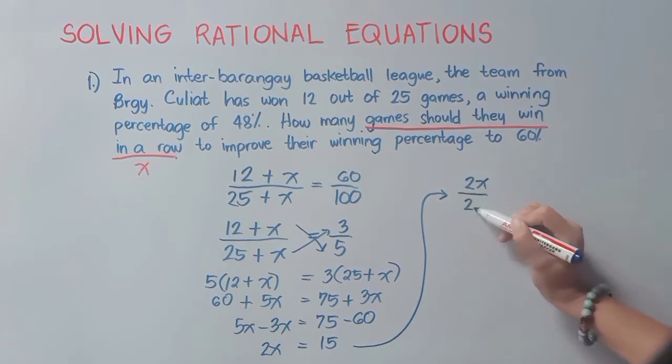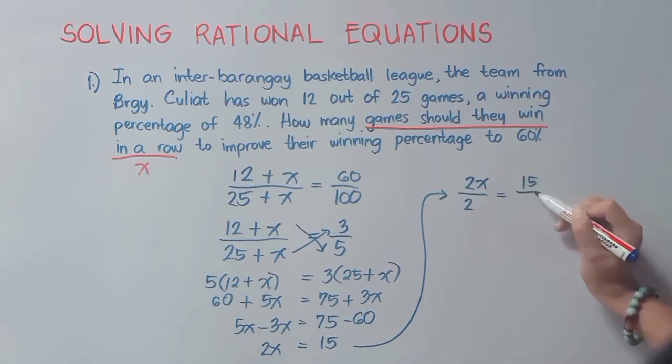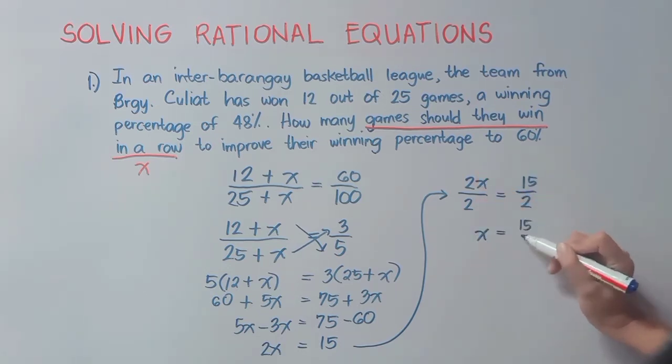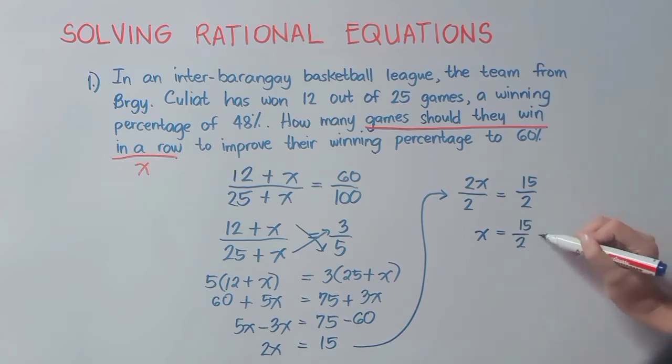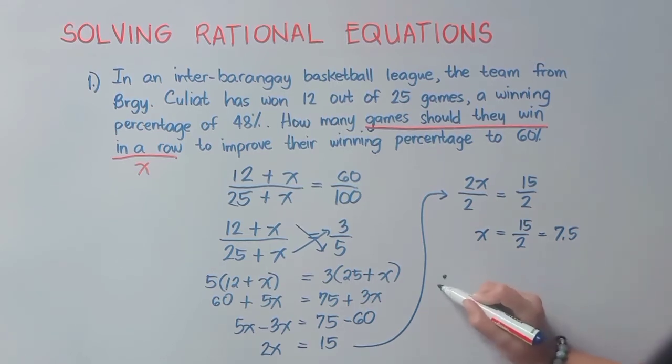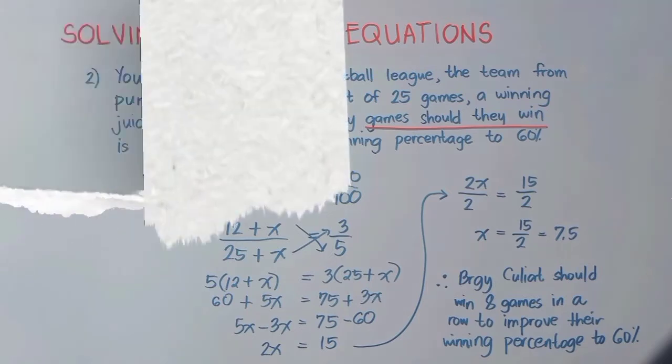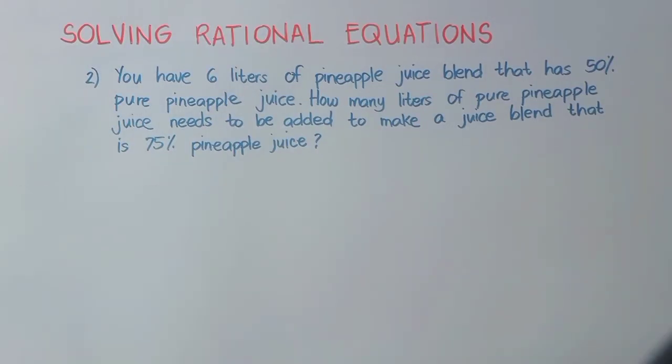Now let us divide both sides by 2. So our x here is equal to 15 over 2, or that is equal to 7.5. Now, since there's no 7.5 value for games, we will round it off to the nearest whole number, which is 8. Therefore, our final answer here is Barangay Kuliat should win 8 games in a row to improve their winning percentage to 60%.